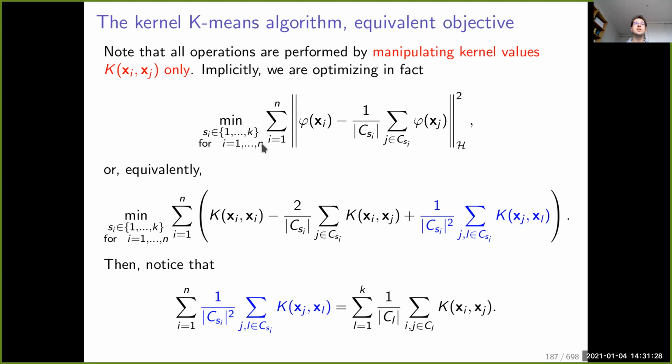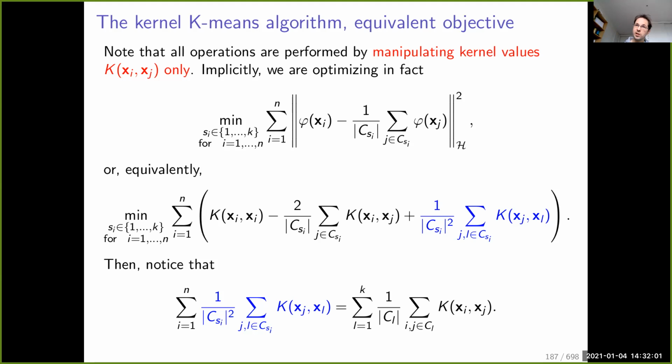So you see that here, this is a combinatorial problem. In fact, finding an optimal assignment for every data point. And if we don't like the objective in terms of points in the RKHS, we can also rewrite it in terms of kernel values. So now we could stop here because you know the recipe for kernel k-means. And in fact, if you want to implement it, you have everything here to do it.